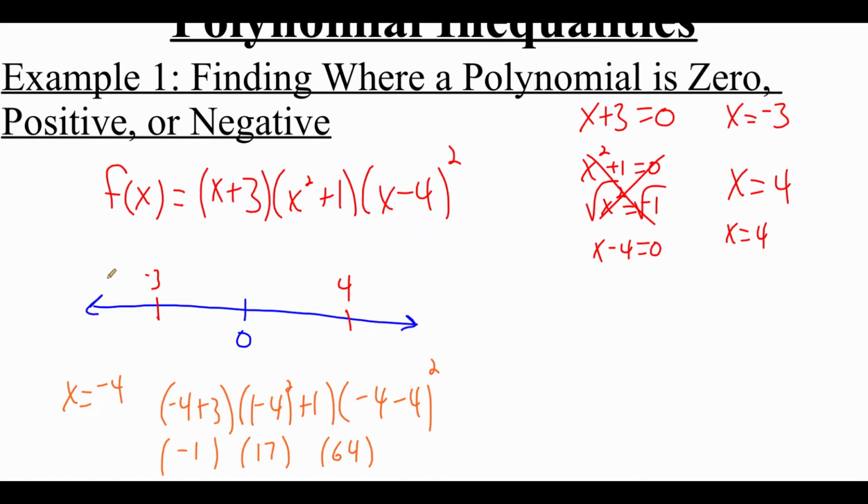Now if I want to plug in something in the middle, something between negative 3 and 4, 0 is a nice number to use, so I'm going to take x equals 0, and I'm going to plug that into my function.